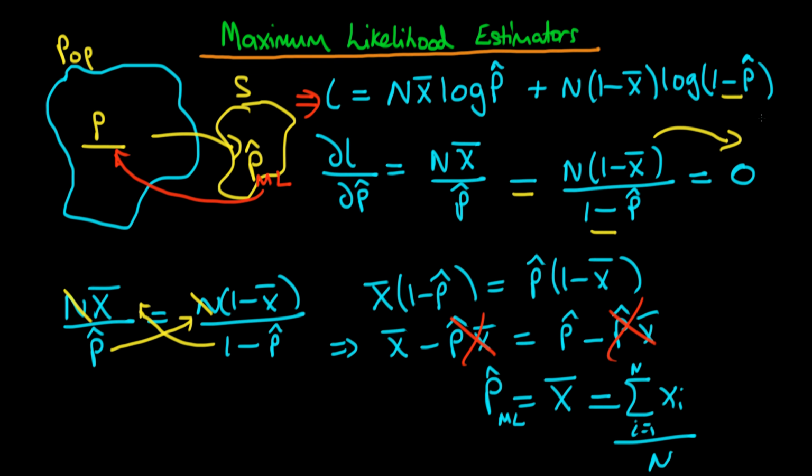And that makes intuitive sense, because remember that P in the population is just the fraction of individuals who are male in the population. So it makes a lot of sense that the maximum likelihood estimator for the population parameter P is just going to be the fraction of individuals who are male in the sample.